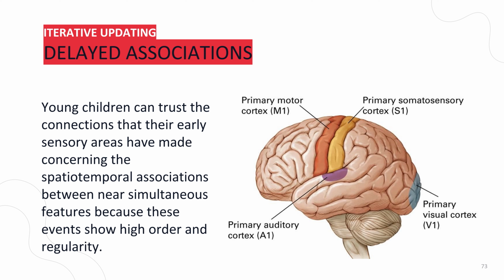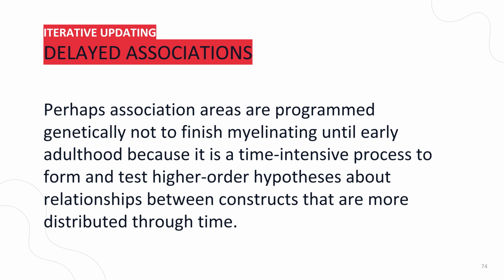But when you're dealing with events that are removed from each other in time, it's probably difficult to know if one really caused or even affected the other. A young child's brain doesn't trust that they have enough knowledge to make the right inferences, and so it waits to allow the association areas to mature. Perhaps association areas are programmed genetically not to finish myelinating until early adulthood because it's a time-intensive process to form and test higher-order hypotheses about relationships between constructs that are more distributed through time.